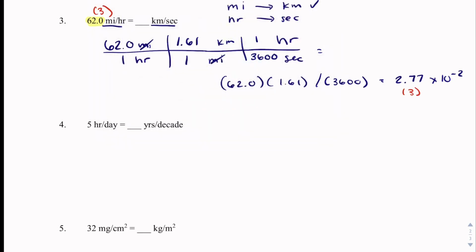And then lastly, we want to put units on this. So hours canceled. We're left with kilometers and seconds. So this will be kilometers per second, which is exactly what we wanted.